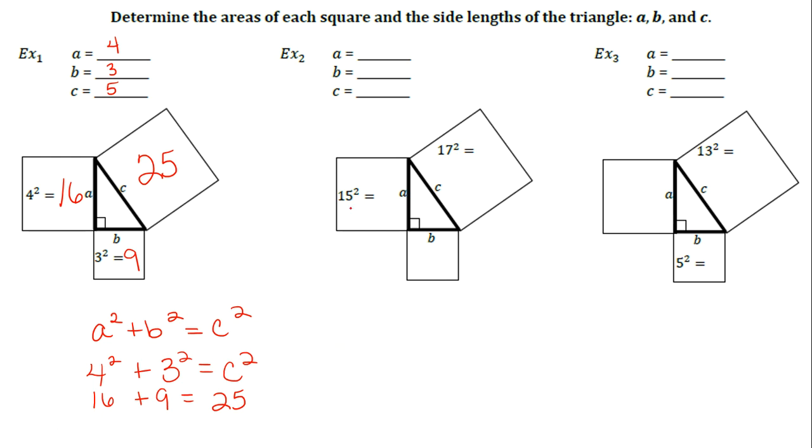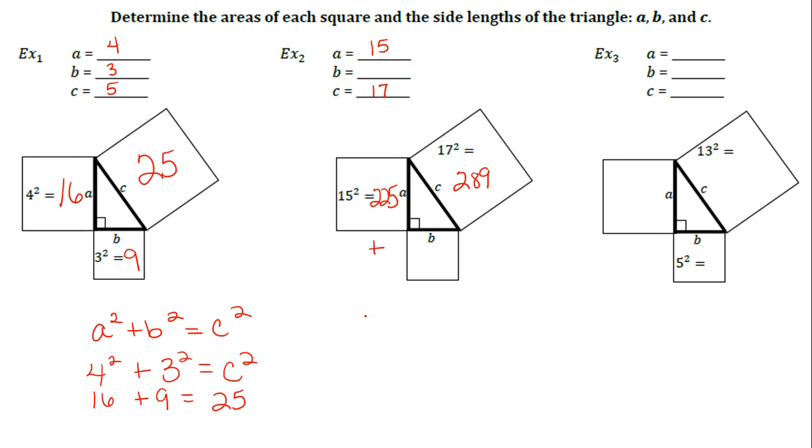Let's look at example 2. The a value is 15. Our c value is 17. Now we're going to get the b value. This square area is 225. The area of this square is going to be 289. So we know that this square plus this square equals the large square, 289.